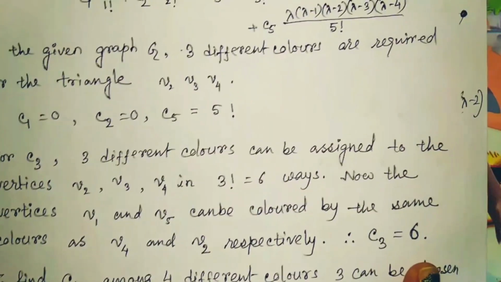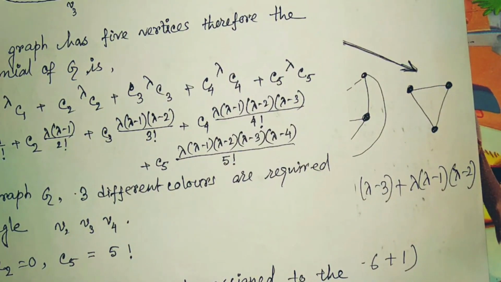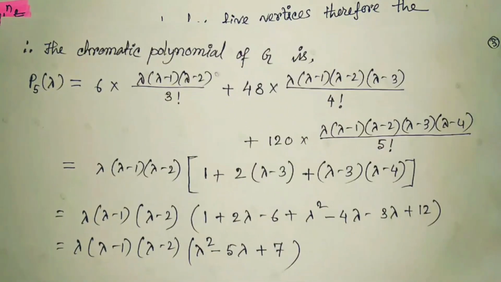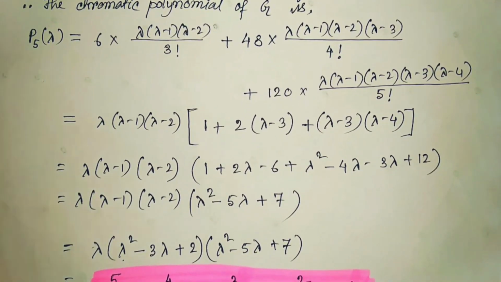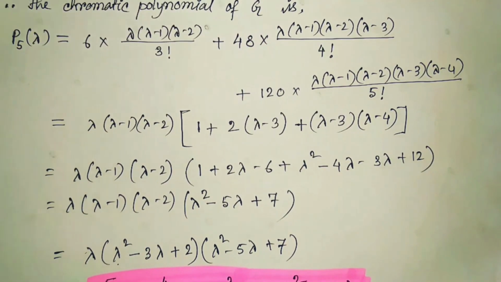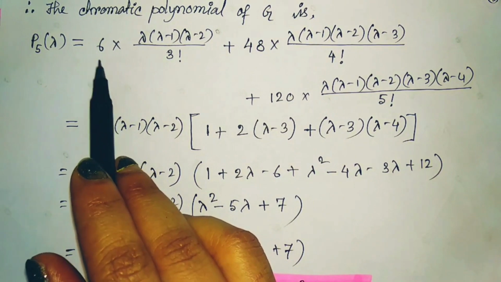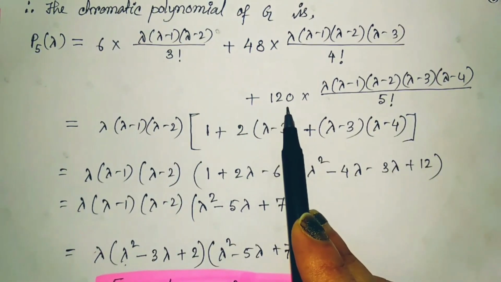So now, after getting this one, here if we substitute these values of C1, C2, C3, C4 and C5 in the polynomial, then we will find out. Just look, we substitute for C3 here it is 6. For C4 it is 48 and for C5 it is 120.